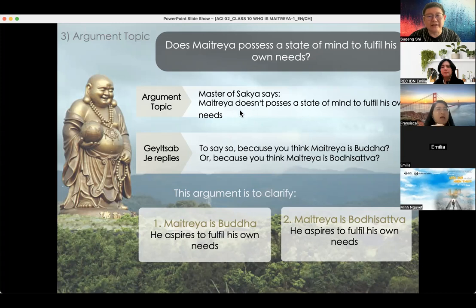Your subjects say, if you say this, it means Maitreya is a bodhisattva, because he has a state of mind to fulfill others' needs and not himself. This is the state of mind of a bodhisattva. So are you saying that Maitreya is a Buddha, or a bodhisattva? Because according to this statement, Maitreya is a bodhisattva. So here we want to clarify. If Maitreya is a Buddha, he should aspire to fulfill his own needs and others' needs.